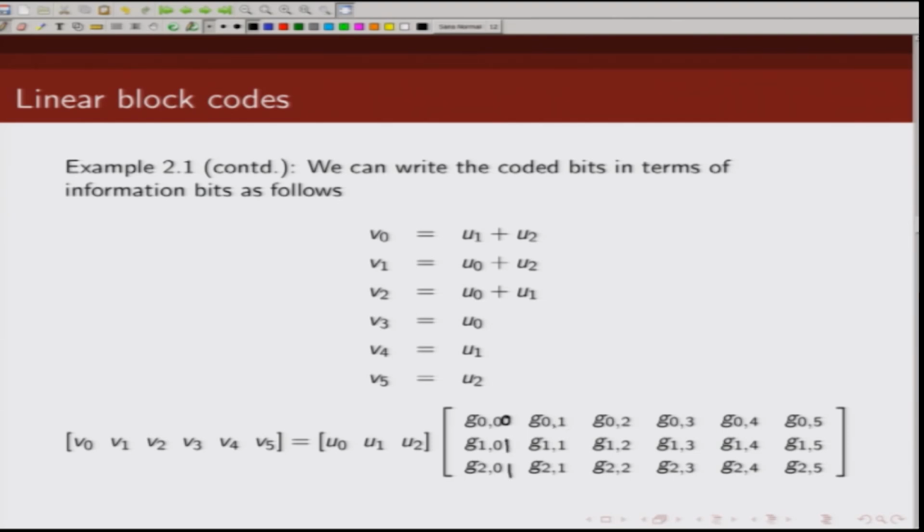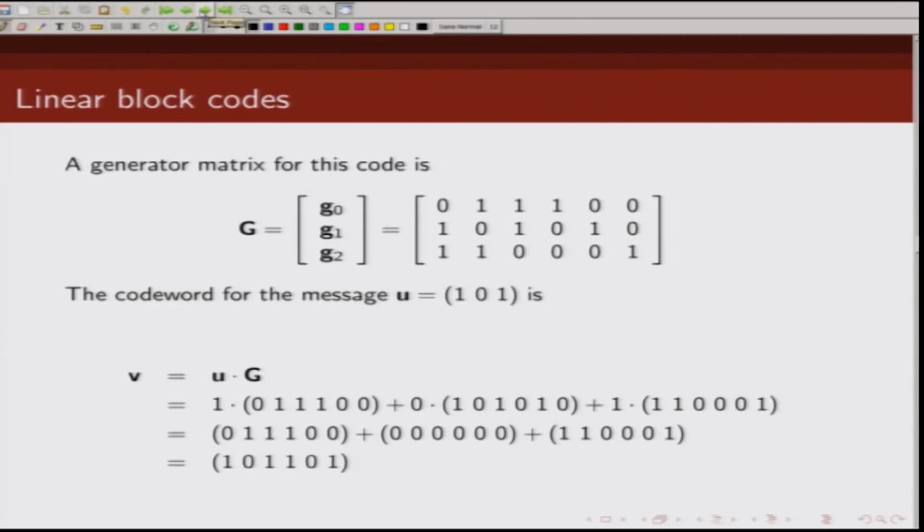Similarly, look at V1. V1 is U0 G01 plus U1 G11 plus U2 G21. And if we compare it with V1 here, we see V1 is U0 plus U2. That means G01 should be 1, G11 should be 0 and this should be 1. Likewise, we build up the other columns of this matrix. So, if we do that, what we get is something like this.